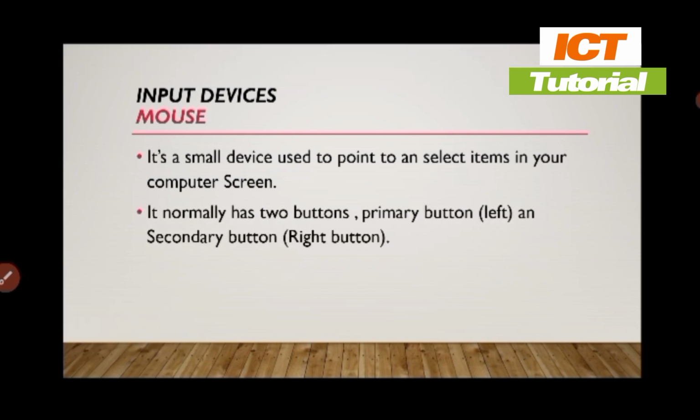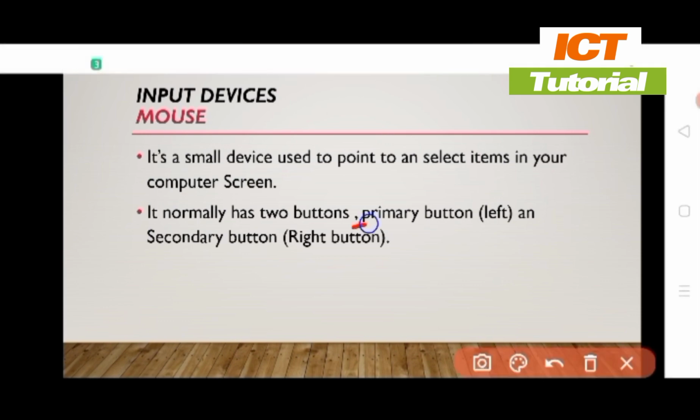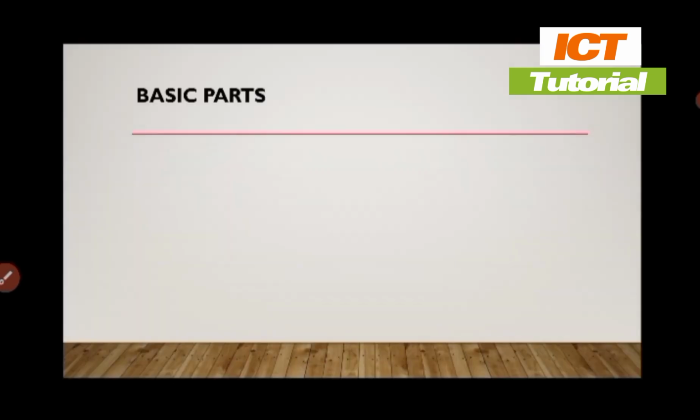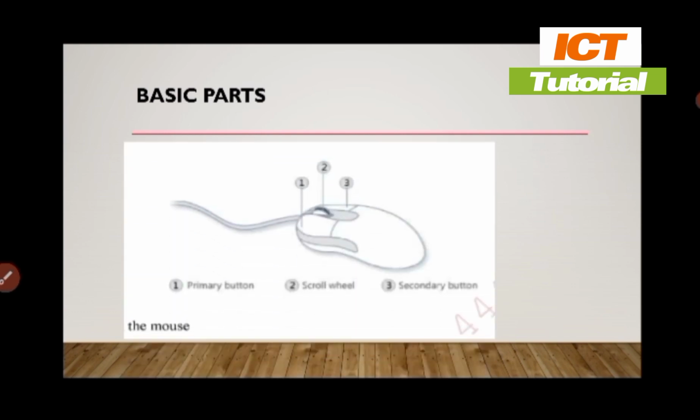So we are going to look at it. It normally has two buttons, the left button and the right button. The left button is called the primary button, and the right button is called the secondary button. Most mice have a wheel between the two buttons, which allows you to scroll smoothly through the screen information. So there is a wheel in between the two buttons, on the most part of the mouse.